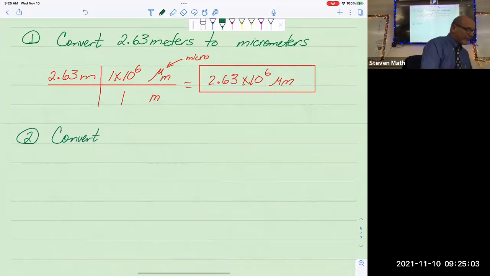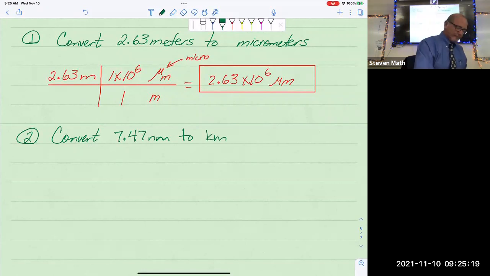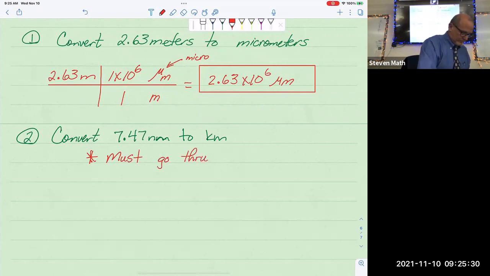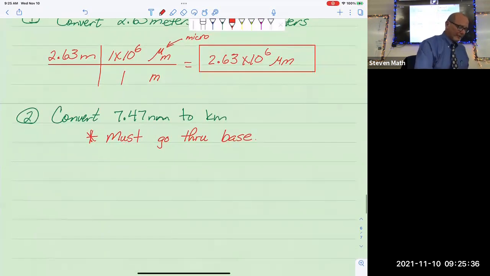Convert. So if you haven't figured out, there's a lot of open format in this chapter, which means a lot of partial credit. Convert 747 nanometers to kilometers. In this case, we're crossing over, so you have to go to the base unit. We're going from really small to the base to really big. So it's going to take us 2 steps, kids.